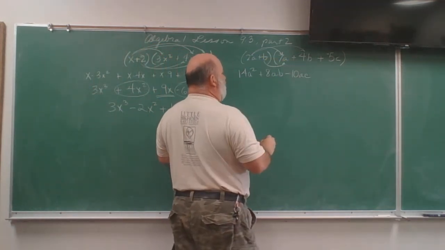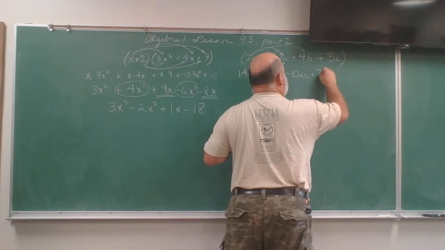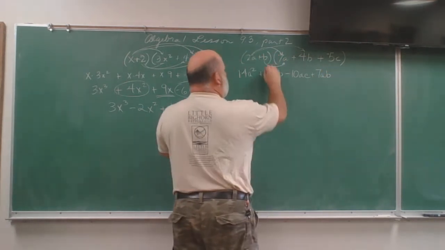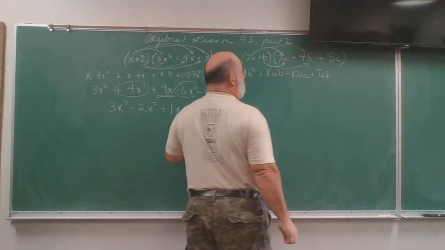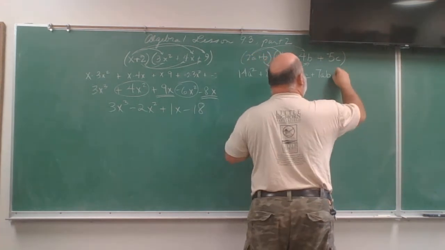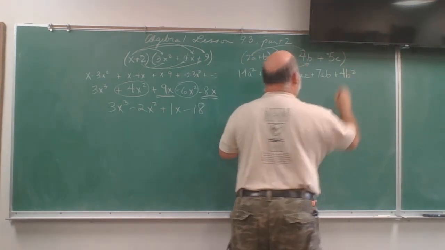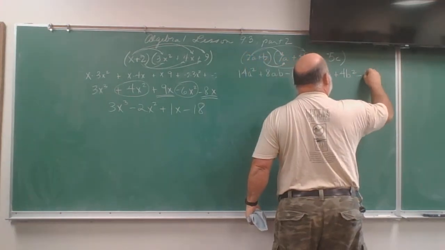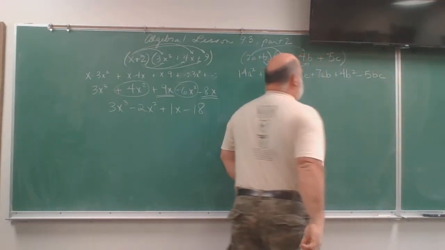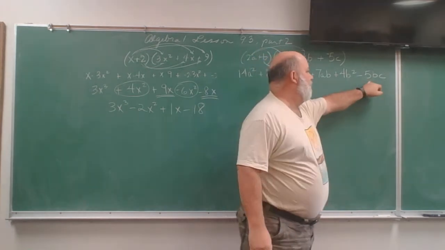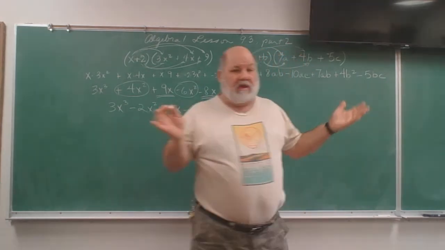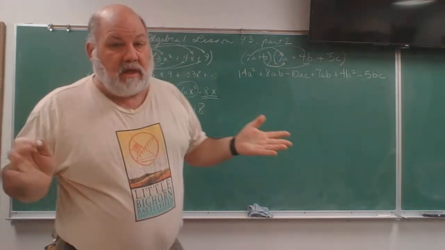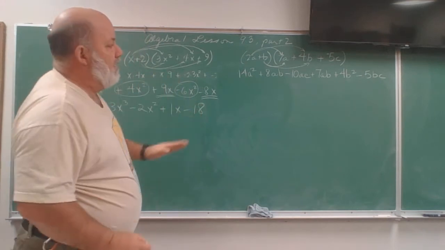B times 7a gives me 7ab. B times 4b gives me plus 4b squared. And b times negative 5c gives me negative 5bc. By the way, if you'd written it as negative 5cb, no, it's the exact same thing. Order does not matter in those letters.